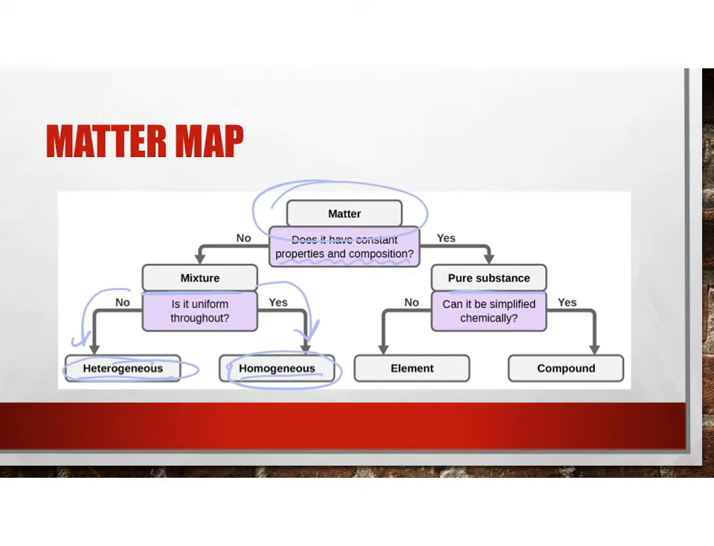Matter that's a pure substance is divided into two additional categories, and that is an element or a compound. So if it can be simplified chemically, so basically can the bonds be broken down into even simpler parts? If it can, then that's a compound. If not, it's an element. So this will make more sense when I give you an example.